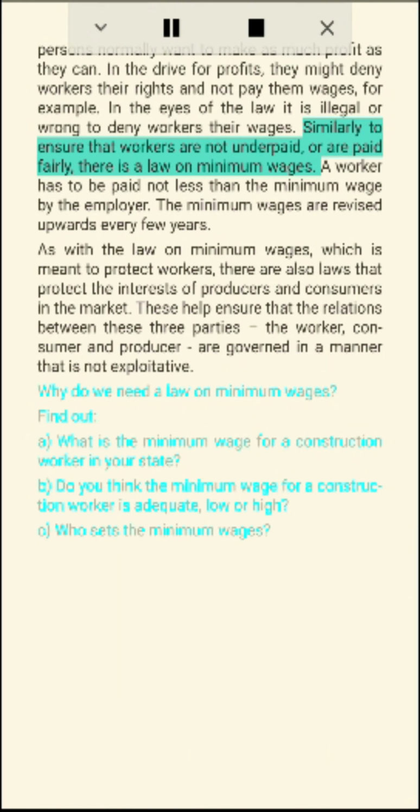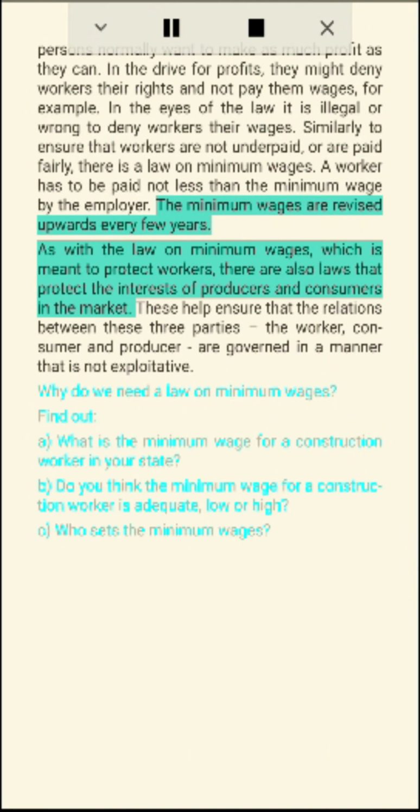Similarly, to ensure that workers are not underpaid, or are paid fairly, there is a law on minimum wages. A worker has to be paid not less than the minimum wage by the employer. The minimum wages are revised upwards every few years.